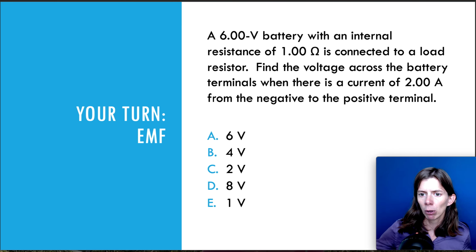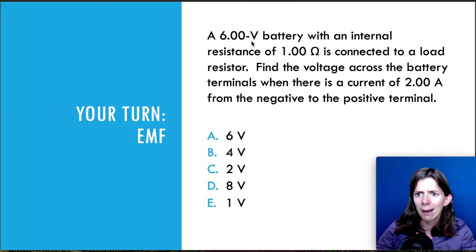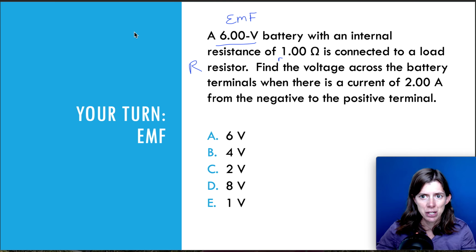Let's do an example. This is your turn, but it's really just an example. I just wanted to keep it within this video. So we have a 6-volt battery. That's the rating of the battery. You read that, you say, okay, that's the EMF, with an internal resistance of 1 ohm, that's little r. It's connected to a load resistor. The load resistor is just the big R resistor that your battery is connected to, just like in the previous circuit. You've got the EMF, you've got the internal resistance, then you have your R.